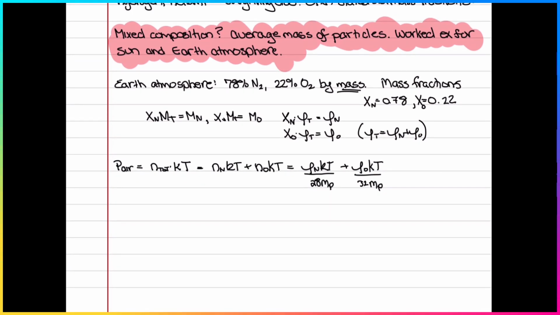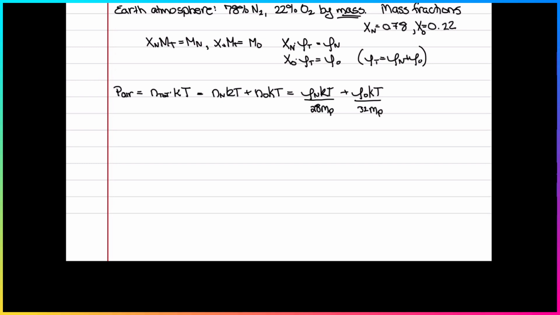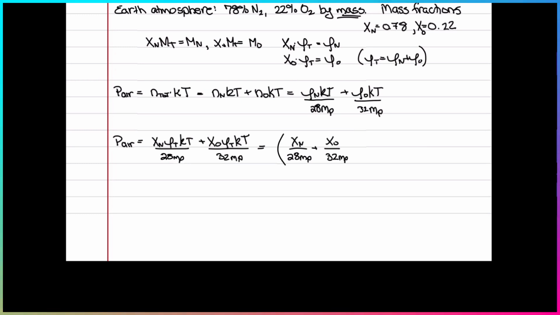I could write this in terms of rho total using the mass fractions, where P air, I could replace rho nitrogen with X sub n rho total kT over 28 mass of the proton, plus the mass fraction of O, rho total kT over 32 mass of the proton. Or I can do some factoring. It looks like then I get X sub n over 28 mass of the proton plus X sub O over 32 times the mass of the proton, and that's all being multiplied by rho total kT. Actually, I'm going to factor out the proton mass as well, so that the thing in parentheses is dimensionless.